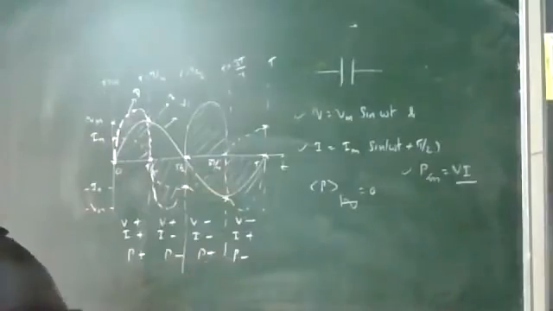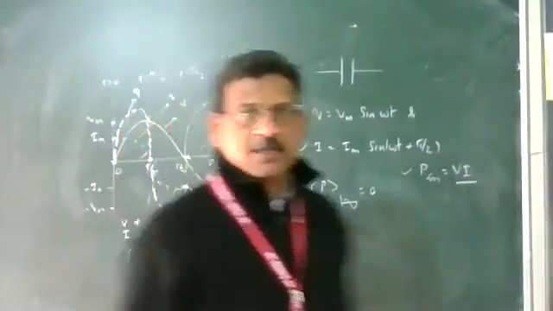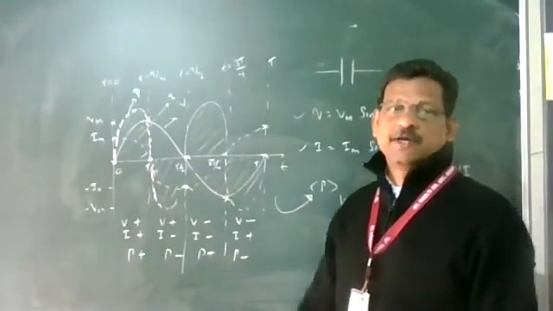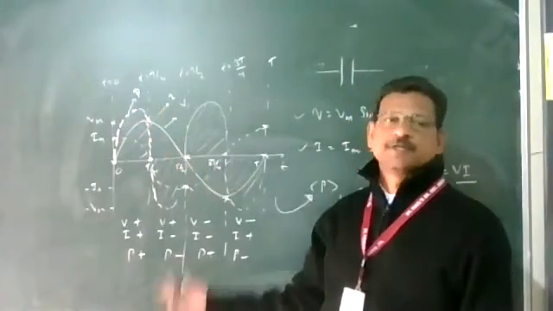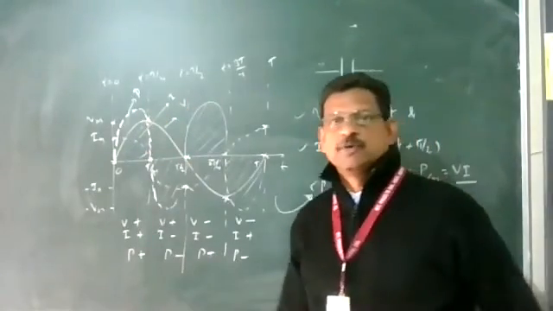So what is the net value? The net power is 0. This is the way of representing the graph, and this graph is important. You can see in the latest paper a graph like this was there, and the task was to identify which line represents which parameter. So voltage, current. This is a very important point.